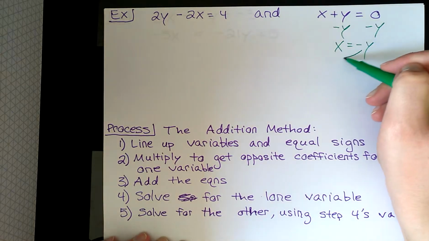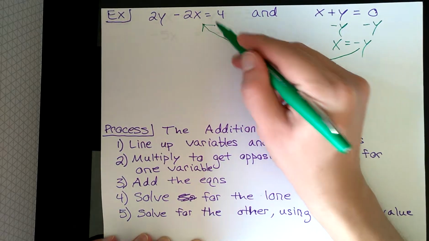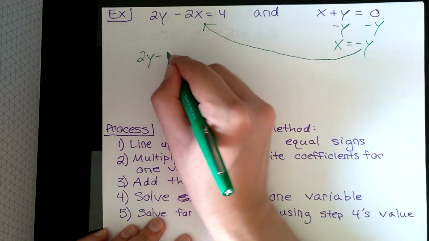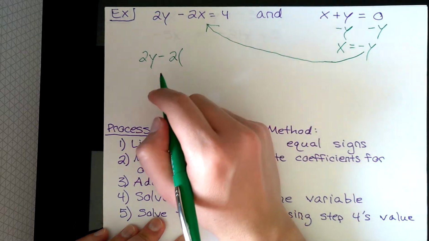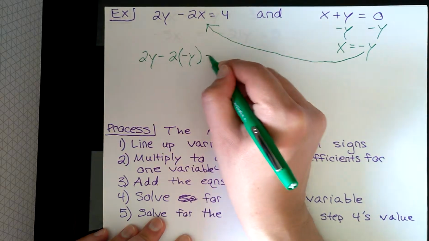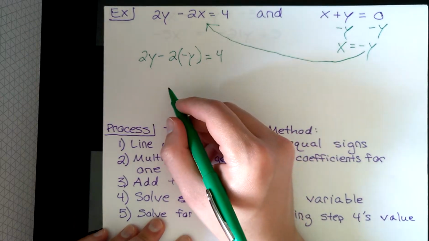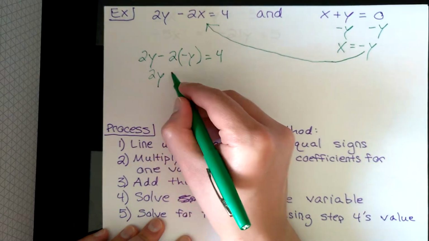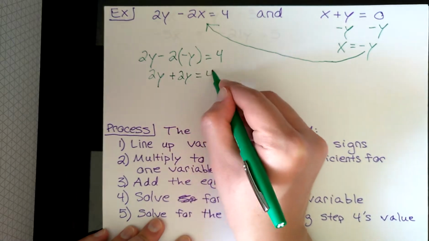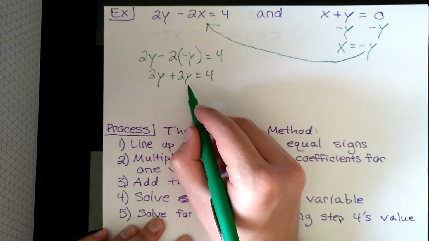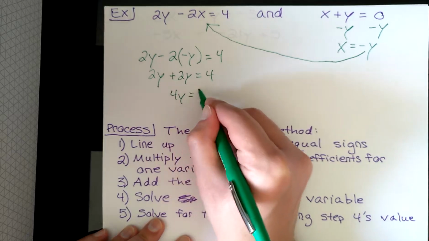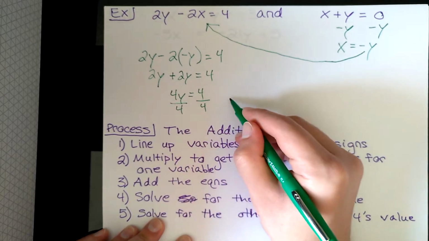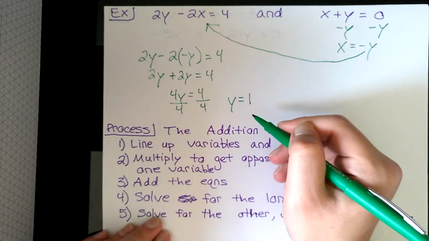And now we'll take this negative y and plug it into the x value in our other equation, which gives us 2y minus 2 times x is negative y equals 4. So that gives us 2y, and then negative 2 times negative y gives us plus 2y equals 4. 2y plus 2y is 4y equals 4. And dividing each side by 4, we get y equals 1.